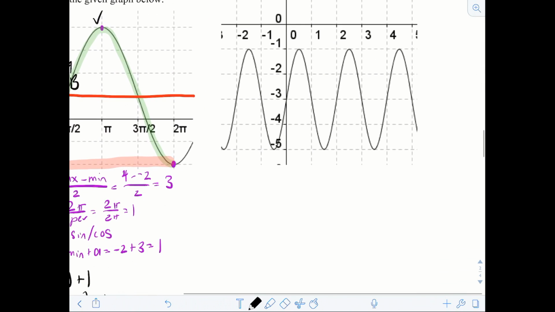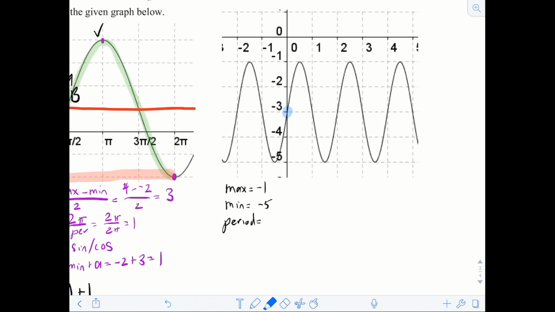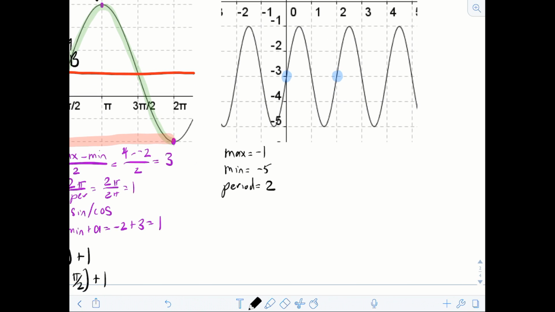Okay, so I'm going to make this one go rather quickly. So my max, in this case, is going to be -1. My minimum is going to be -5. My period, on the other hand, is going to be something kind of odd. So I'm going to be using, let's say, this point and this point. Well, it looks like it's actually just going to be 2. Okay, it looks like that our midline is actually going to be a -3, but I want to make sure I do the math to go along with it. So max minus the min, so -1 minus -5 divided by 2. So that's actually going to give us 4. 4 divided by 2, which is 2. My b value is going to be 2 pi over the period, which in this case is going to be 2. So I get pi.